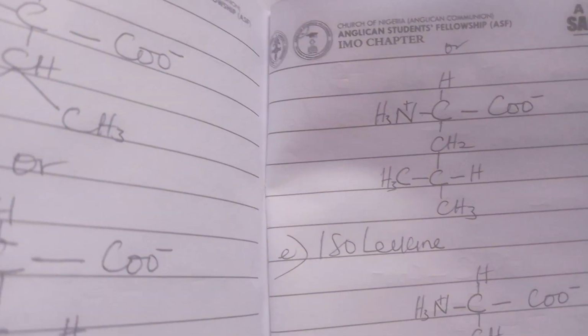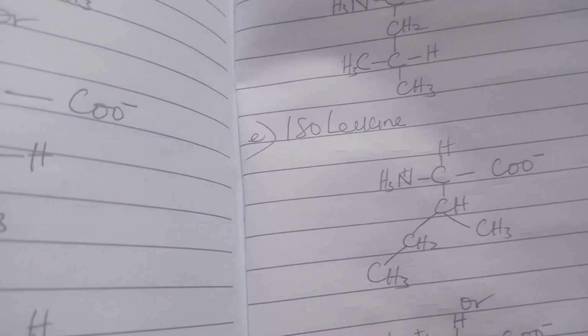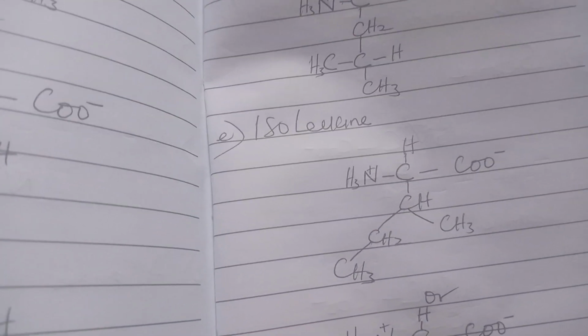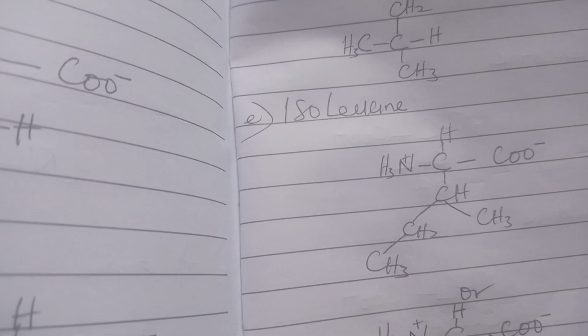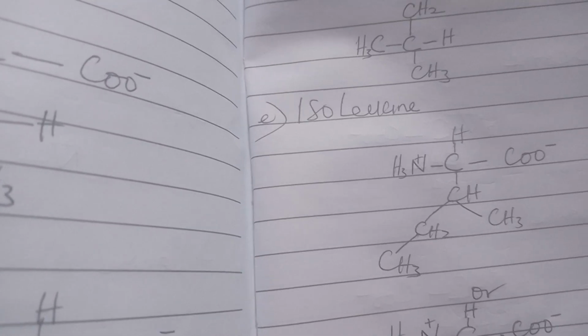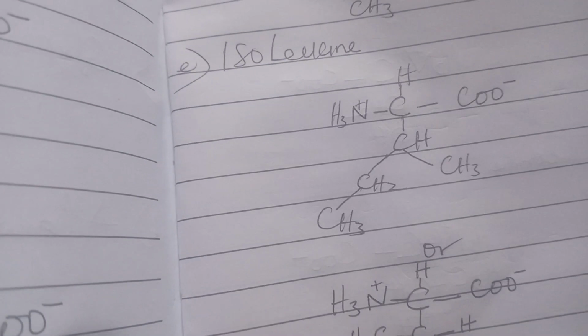So that is it here. Now isoleucine. Look at the general structural formula here. We have the carboxylic group at the right, methyl group, and amino group at the left. You have hydrogen. You have this one here again. I opened it. Are you getting it now?